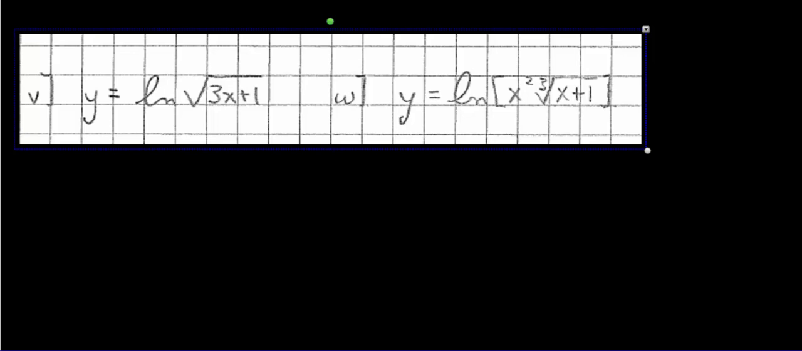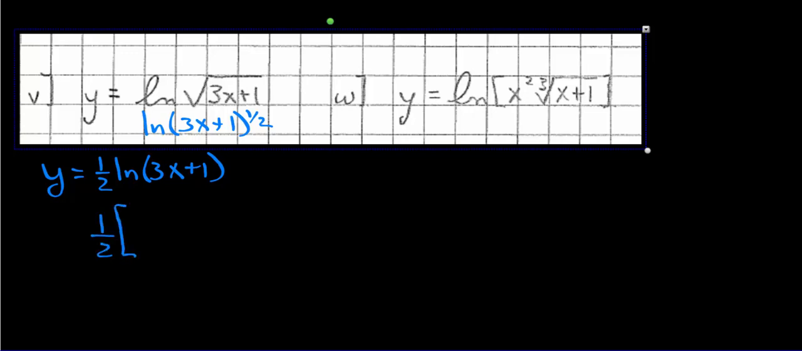Okay, some more logs. This one is log of 3x plus 1 to the 1/2. Now, if I use my properties of logs, bring that 1/2 out front, that derivative just becomes a little puppy dog, right? It's easy. So now we have 1/2 times 3 over 3x plus 1. See? That's the derivative.